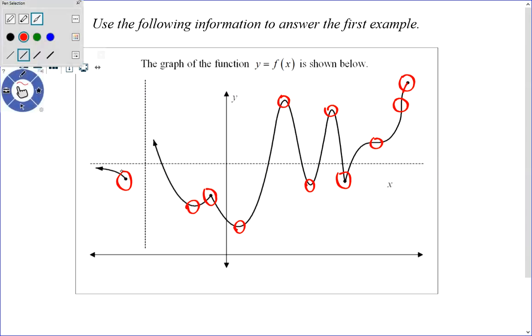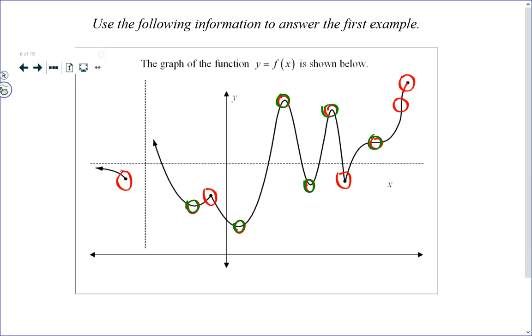because, and I don't know how you want to communicate this to yourself, but the ones that I'm circling in green are places where the derivative is equal to 0. The ones that I've circled in red are where the derivative is undefined. So those are all of the critical values of x, except for one. There is a critical value of x right here.